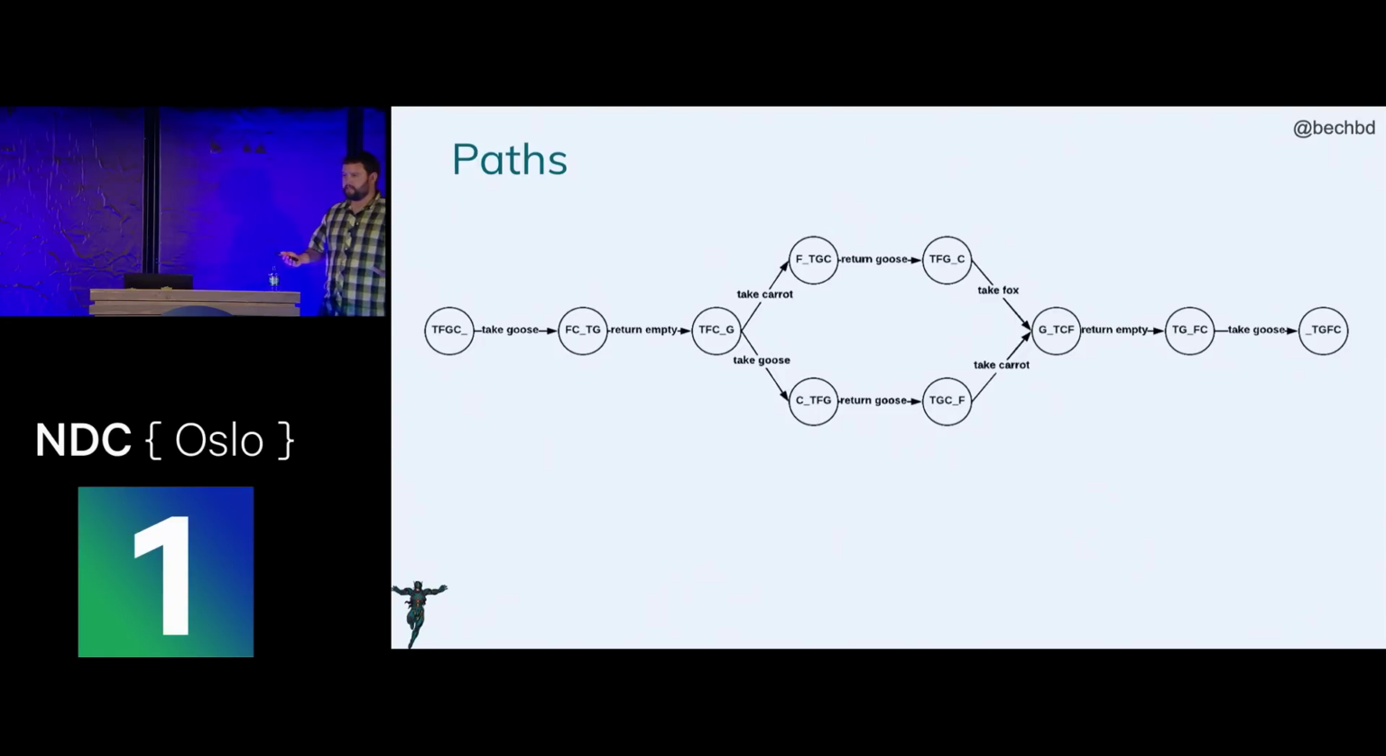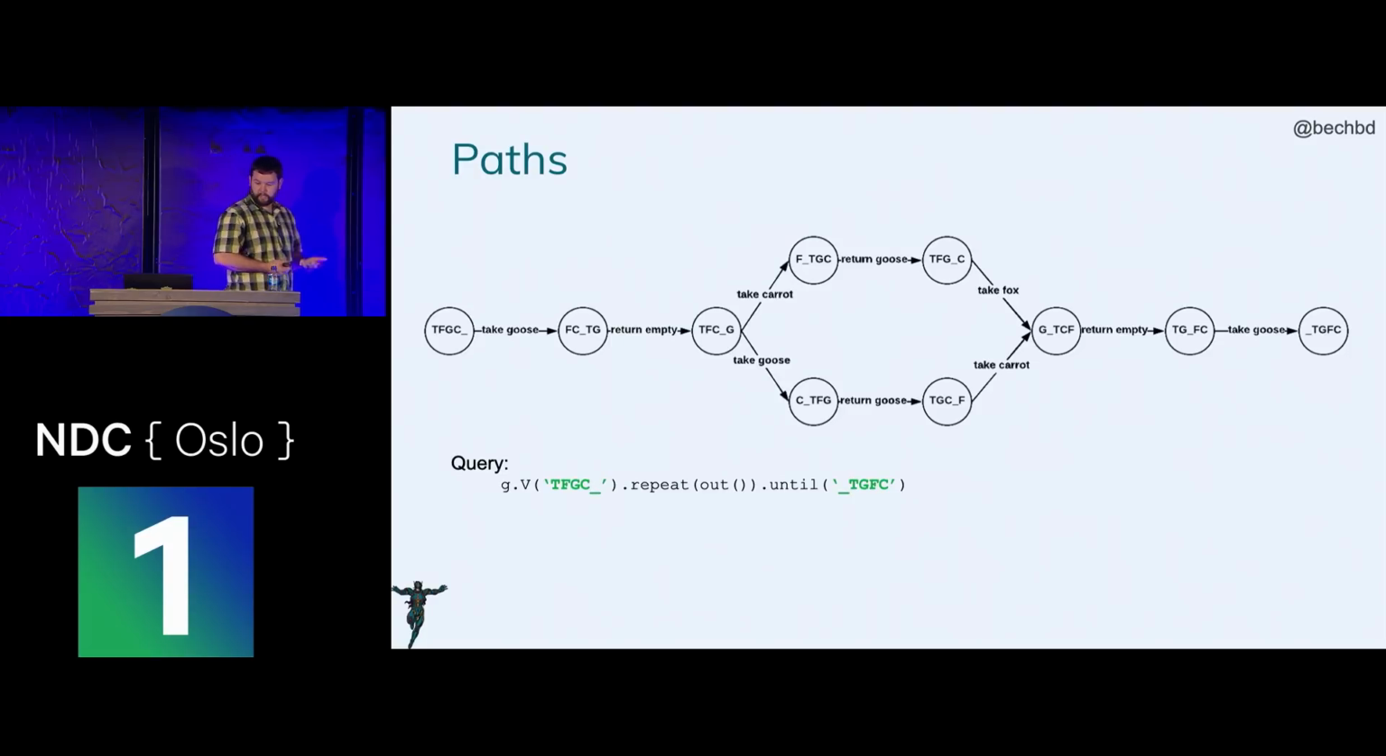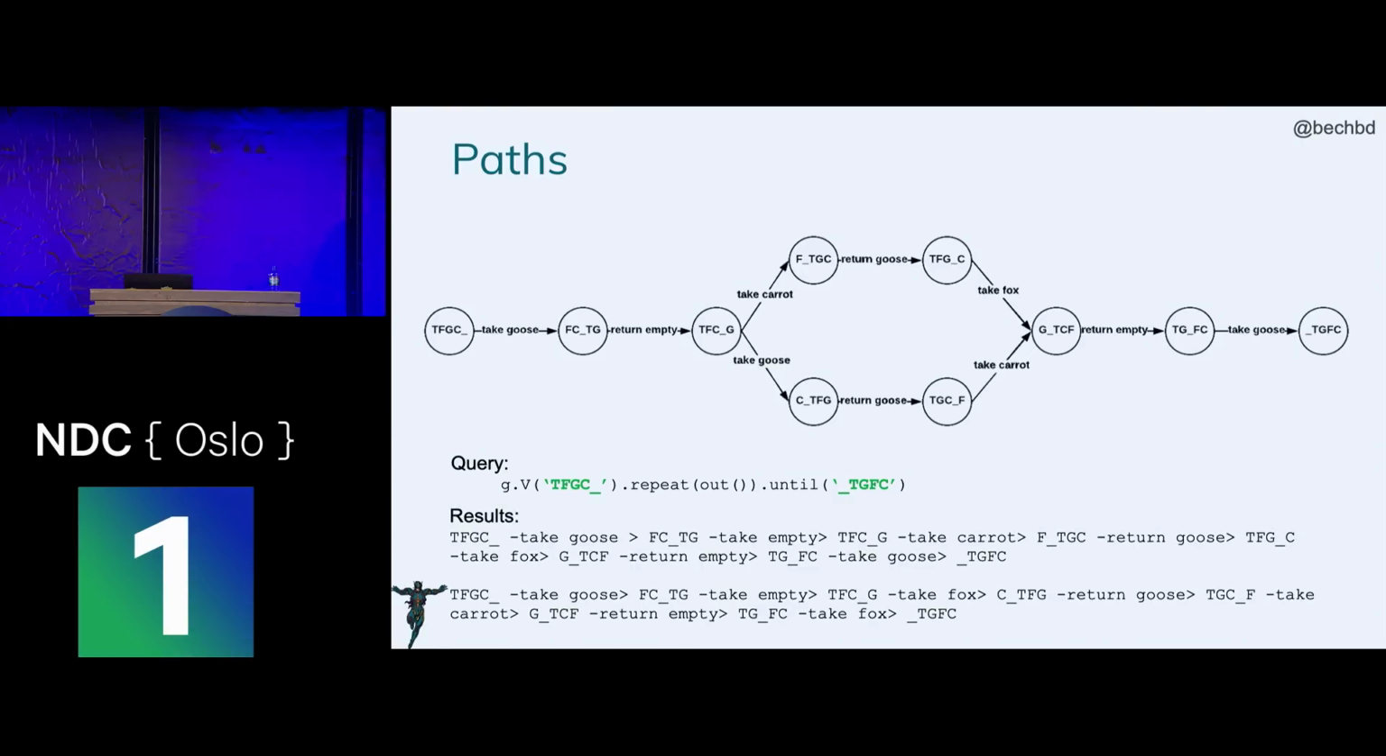I think we can all pretty easily see that there's two potential paths through this graph. So how do I query it if I want to answer this question? This is all I have to do to be able to answer this. So this is an example where I run the query like this, and then I can get my results back out like this.